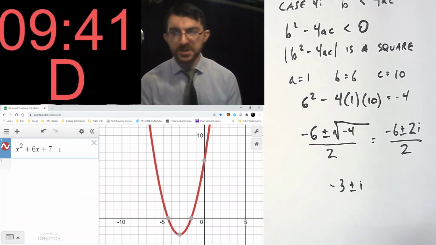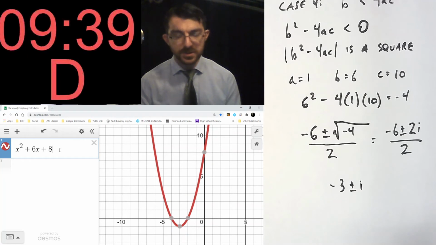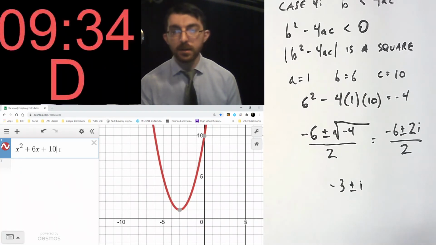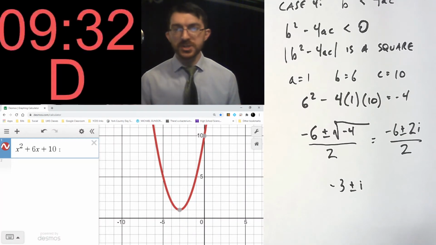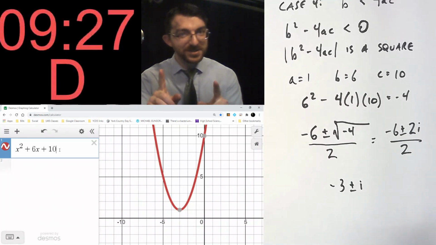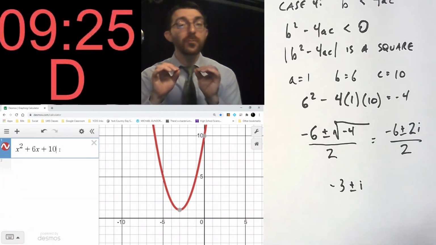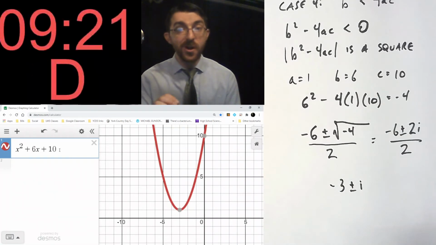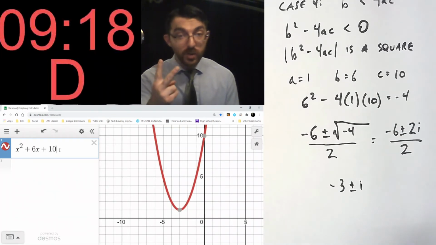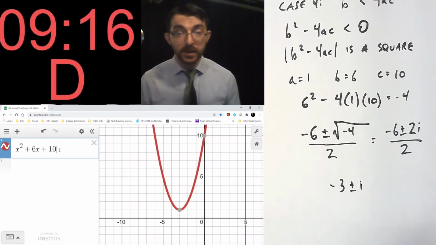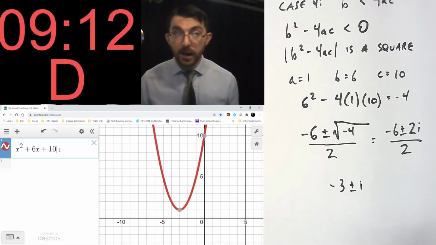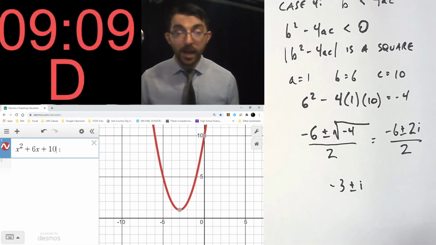Here's 2 irrational solutions. Here's 2 rational solutions. Here's 1 solution. What's going to happen when I change this to a 10? There's no solutions. There's no real solutions, right? There's no real x-intercepts. There are 2 solutions to the quadratic formula. It's just since they're both complex, they don't have any real x-intercepts.